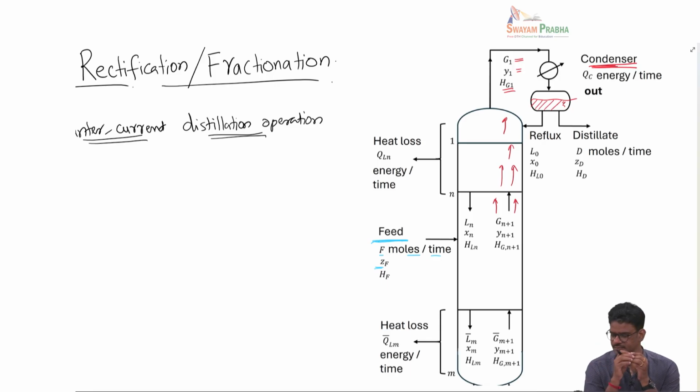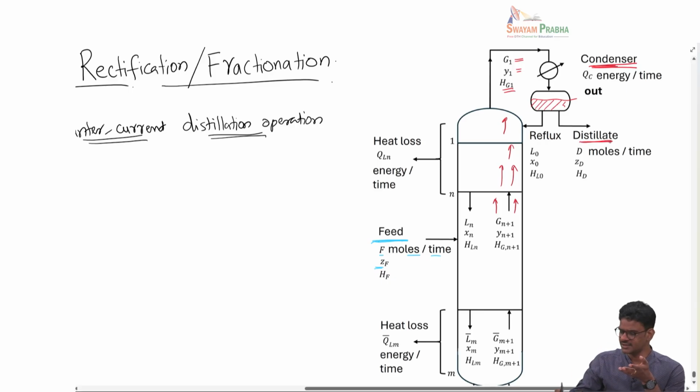So you see that once you have condensed this vapor into liquid, you remove that as a distillate, and the distillate is denoted by a flow rate of D moles per time and a composition of ZD or YD, and then you will have an enthalpy of HD. So you can see that the enthalpy HD is different from the initial enthalpy because we have removed some heat from the vapor. That's why the enthalpy is different.